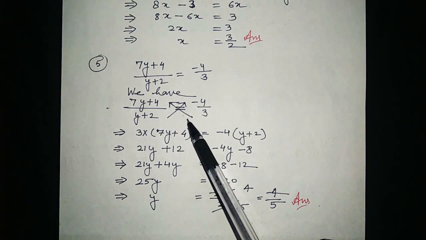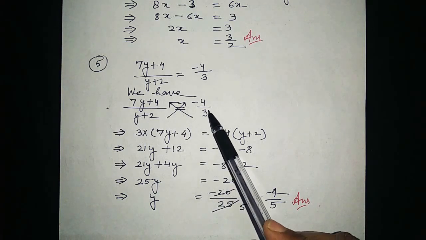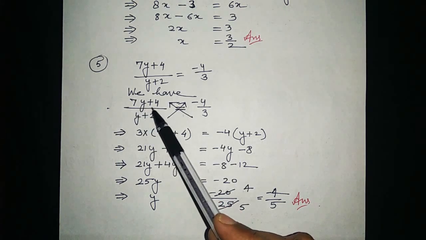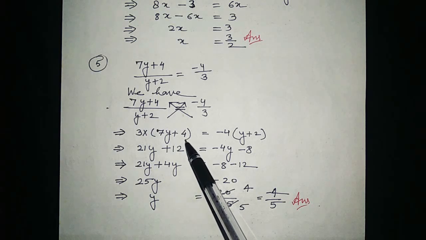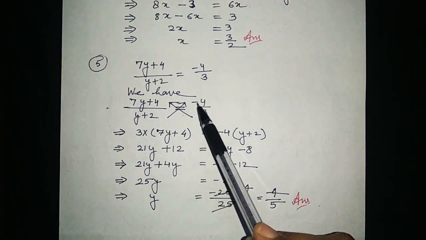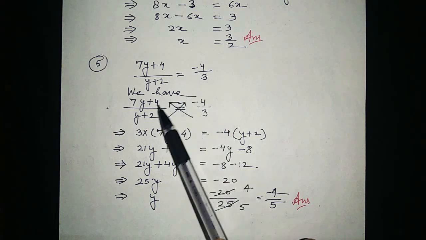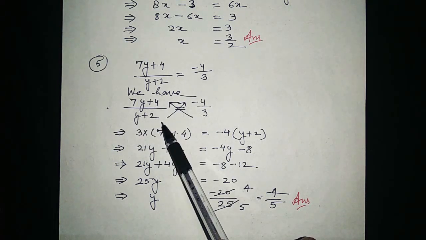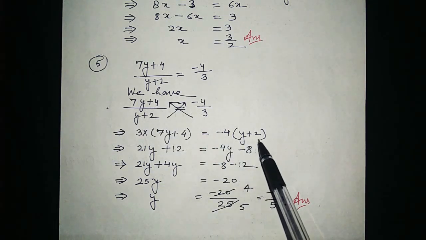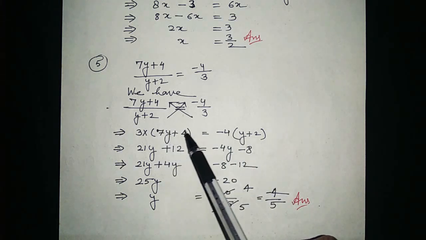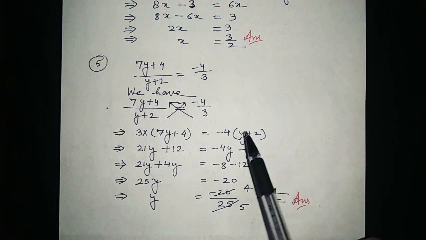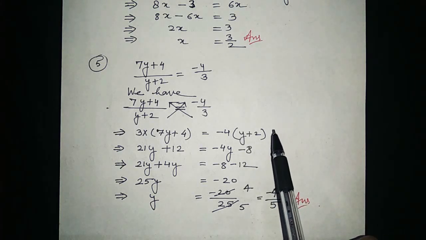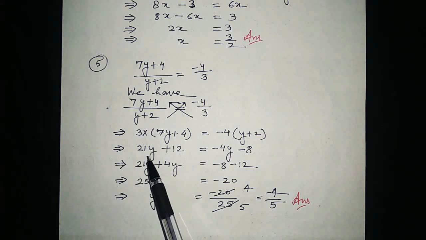So it is clear from this sign we will multiply this 3 and 7y plus 4. Here you can see on the left hand side I have written 3 into (7y plus 4). And on the right hand side, minus 4 we will multiply by (y plus 2). On the right hand side you can see this, 7y plus 4 on the left, and on the right hand side y plus 2 we will write in the bracket. Okay. Now see the next step.